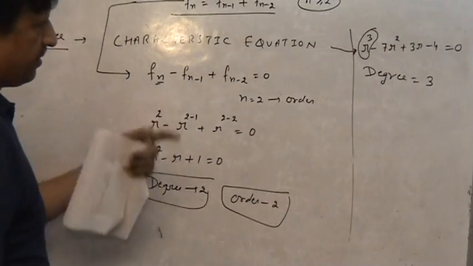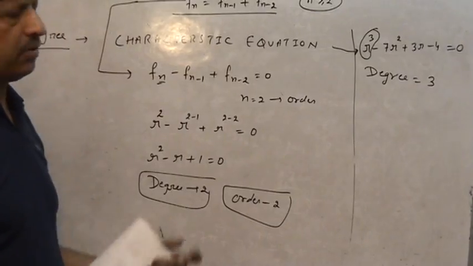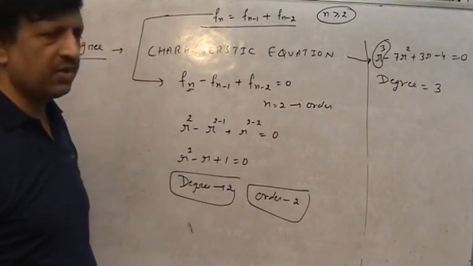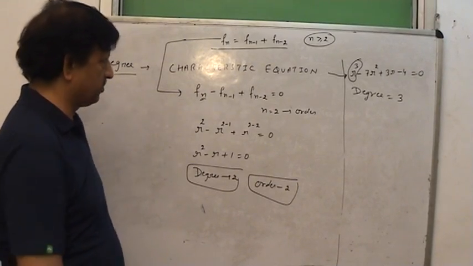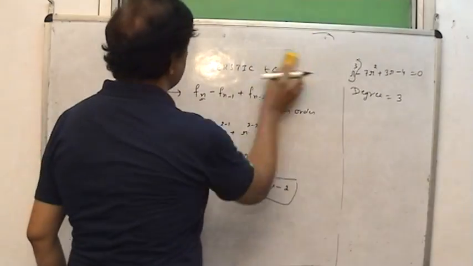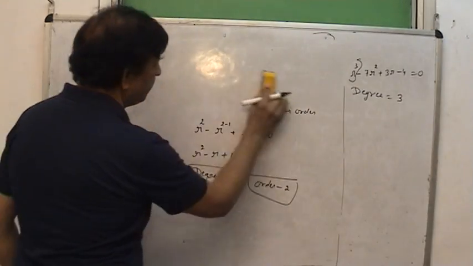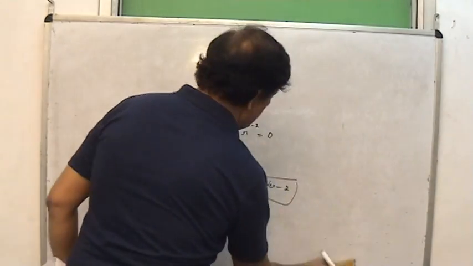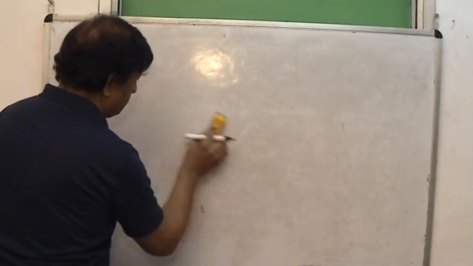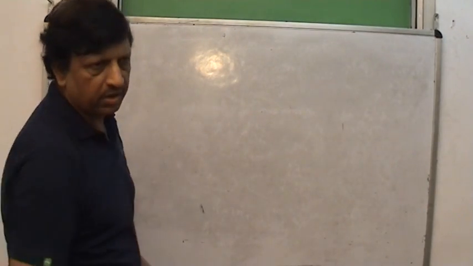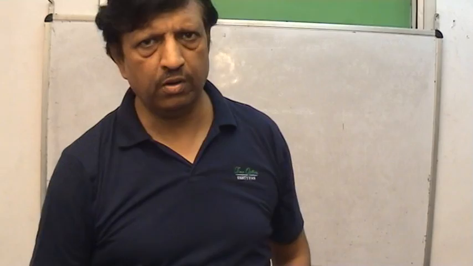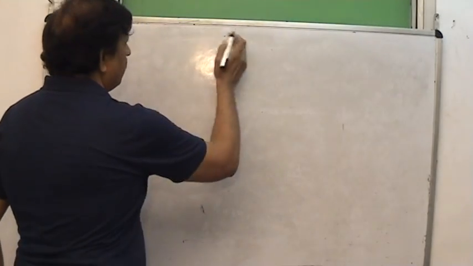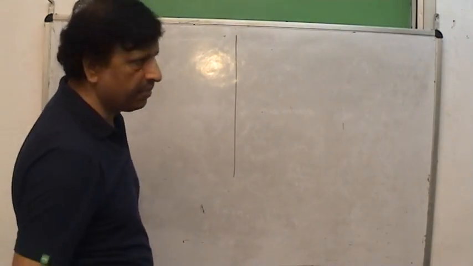Now, degree and order. We will bifurcate these recurrence relations into parts, that is homogeneous and non-homogeneous parts. First we see what is homogeneous and non-homogeneous. Homogeneous recurrence relations are those relations which do not have any term which is dependent upon n.